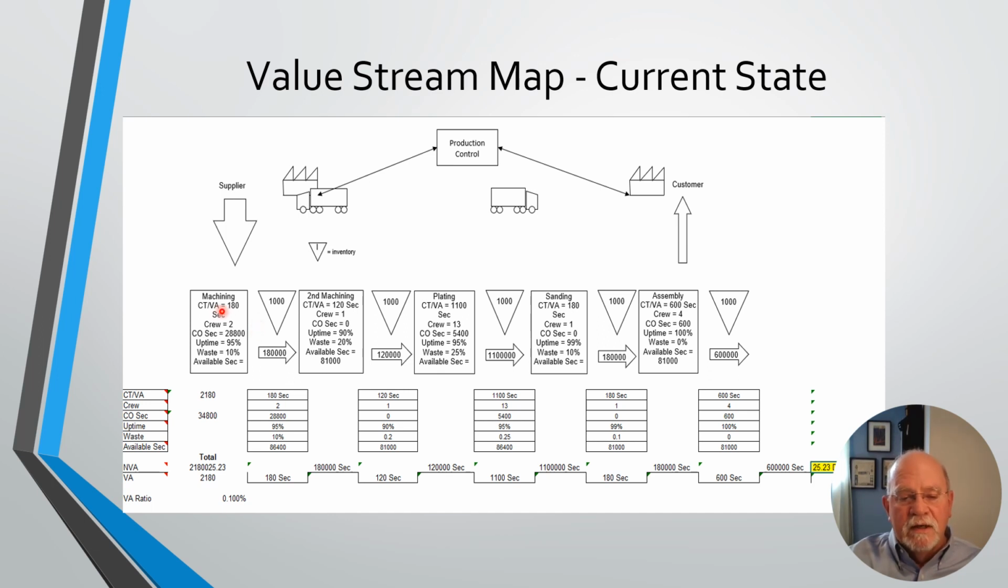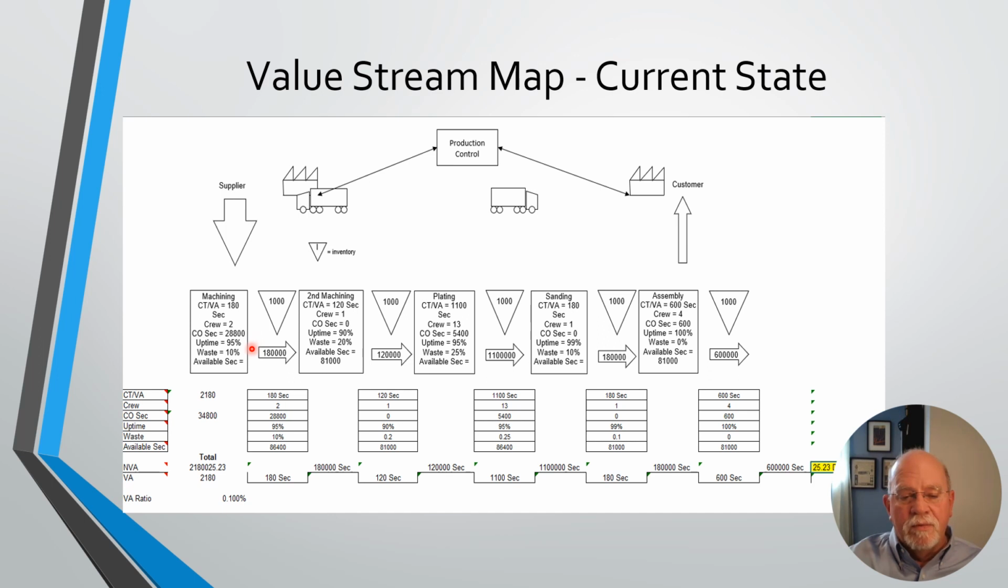For instance, the first machining operation, we start with cycle time. Cycle time equals value added time, and what that means is what's the time to take the part and machine it from a piece of raw material to a sellable part. And so in this particular case, the cycle time is 180 seconds. The crew size is 2. The changeover is 28,800 seconds, which is 8 hours.